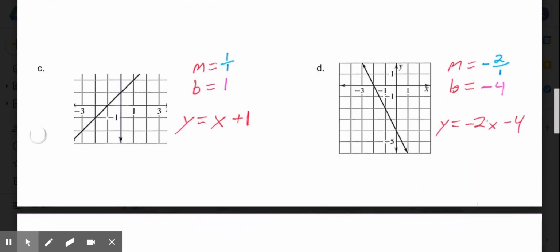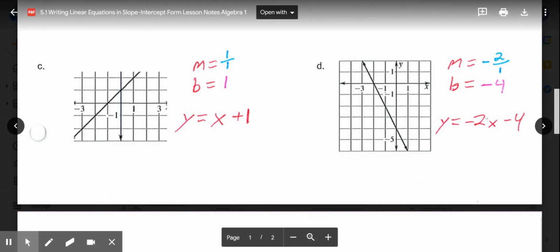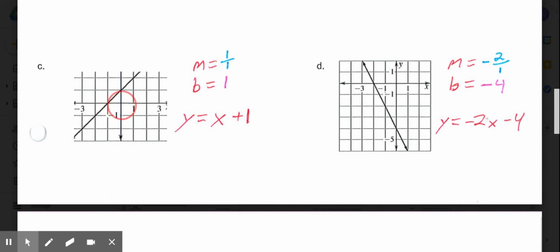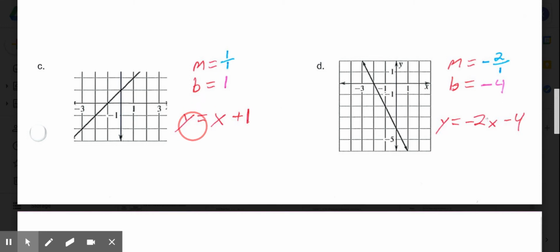So then same scenarios with C and D. C is just more zoomed in. Our origin of 0, 0 is right here. So we're crossing the y-axis at a +1. So b is +1. And then the slope to the next point would be up 1, right 1, to see where the line crosses again. So our slope is 1 over 1. So it would be y equals x plus 1.